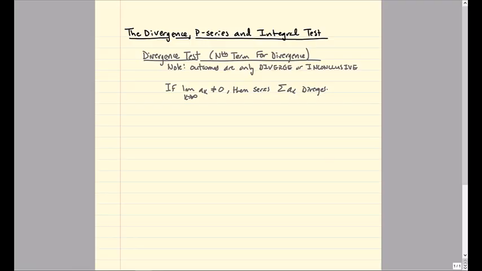If it does equal 0, then it's inconclusive. Okay? It doesn't mean converge, it means inconclusive. So that's the divergence test. We'll look at some examples here after we put out all three of these different tests that we're going to be looking at.